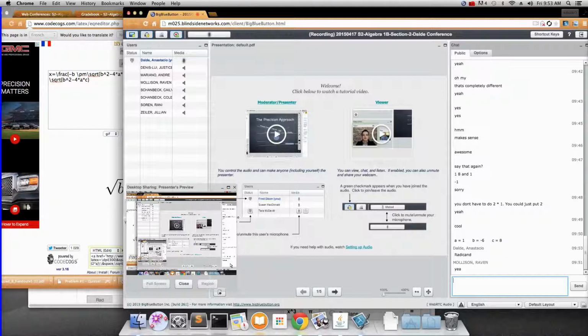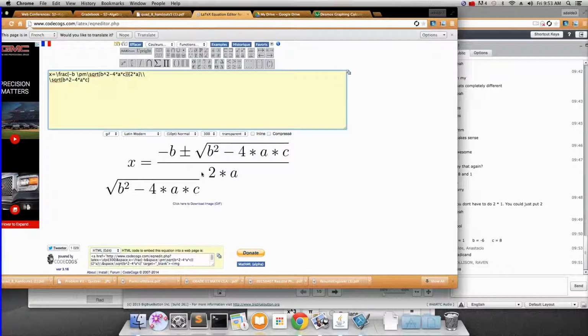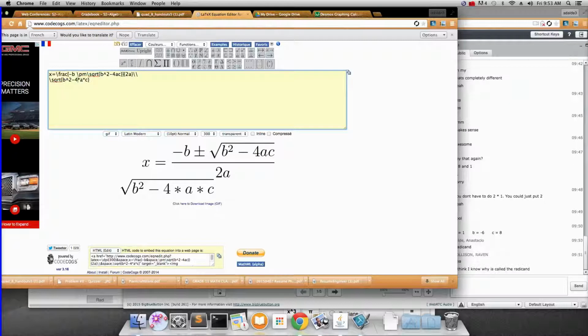So the radicand is really just, you take the quadratic equation, and I'm going to delete all these time symbols just because that might confuse you. You take the quadratic equation, and you only really worry about that square root part, whatever's inside the square root. It's called the radicand. Got it?